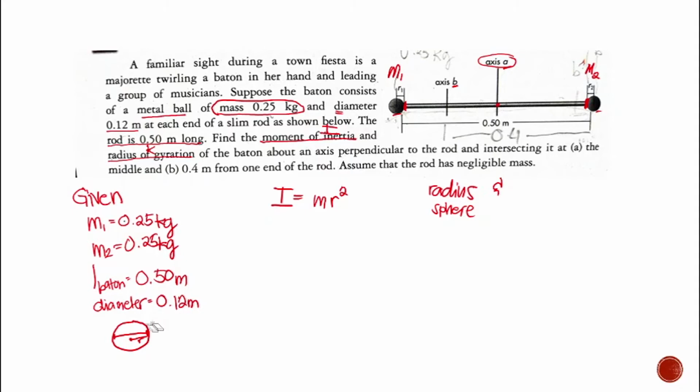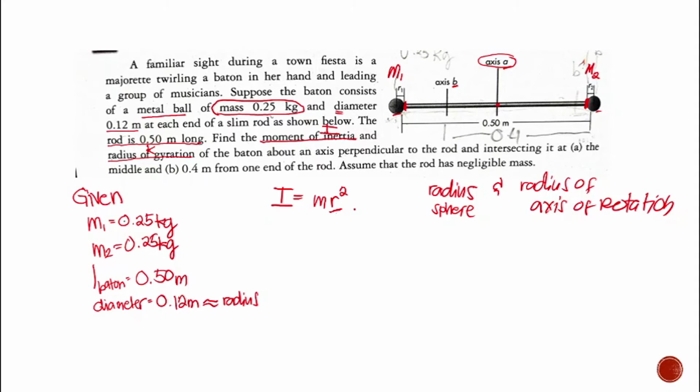So yung diameter na ito, i-convert natin siya into radius. Okay, the radius of the sphere, take note, kasi iba yung radius of the sphere and iba din yung radius na tinutukoy or yung distance of the axis of rotation, R. Ito yung R na ito. Yung radius later on, idadagdag din natin dito. Okay, so 0.12, gawin natin siyang 0.06 meters. We will not be needing the diameter anymore kasi yung radius ng sphere yung kailangan natin.